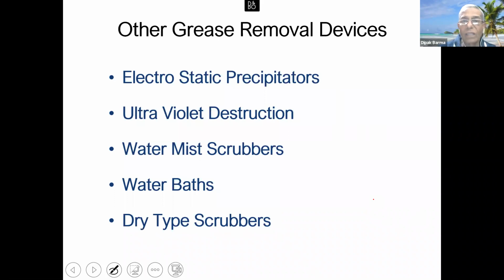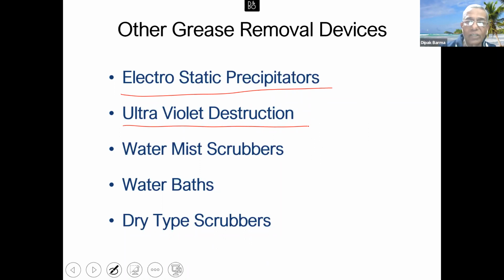Now there are other grease removal devices, which, once you have taken the air out from the hoods to the blower, before discharging it to the atmosphere, we use for cleaning those contaminants from the air. We either use electrostatic precipitators, I'll explain to you how they work, or you have an ultraviolet destruction system.